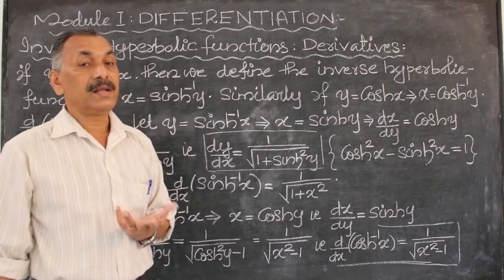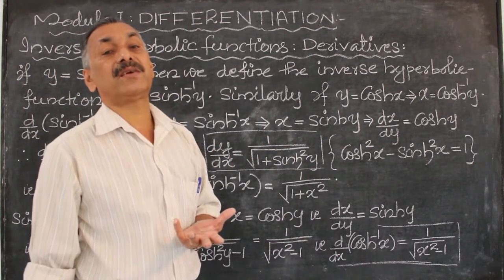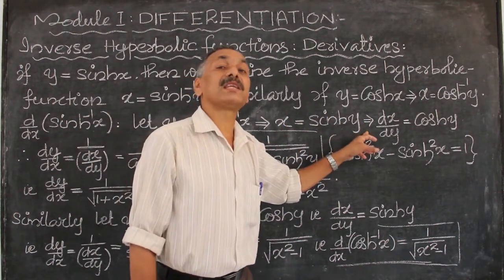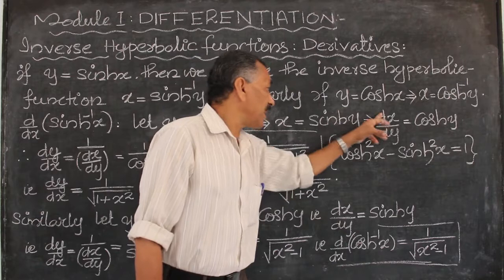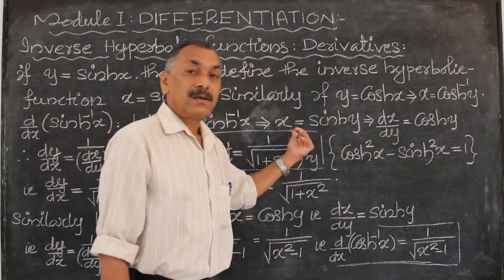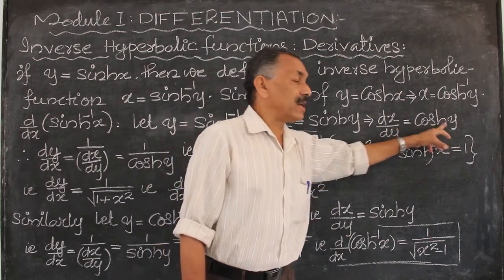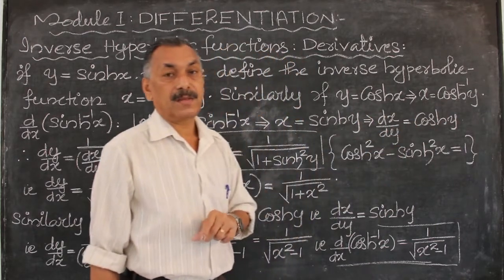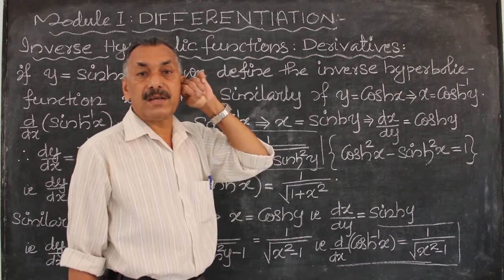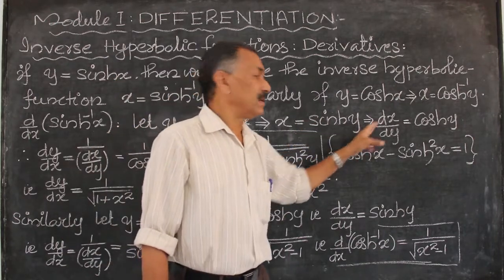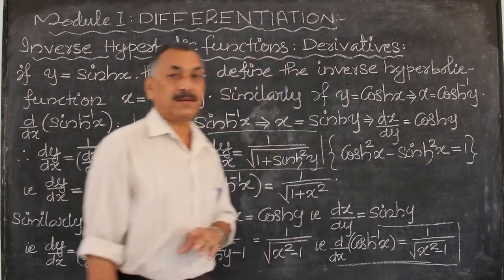We know the derivatives of hyperbolic functions. X is equal to sinh y, differentiate with respect to y. That is dx divided by dy. What is dx by dy? The derivative of sinh y is equal to cosh y, and dy divided by dy is equal to 1. Then x is equal to sinh y, so dx by dy is equal to cosh y.